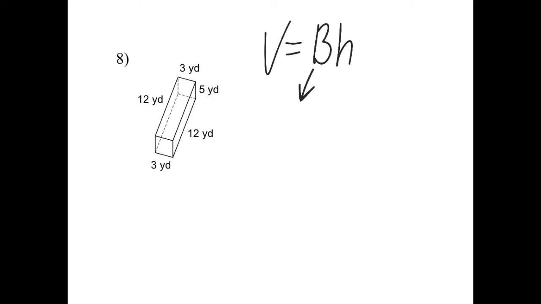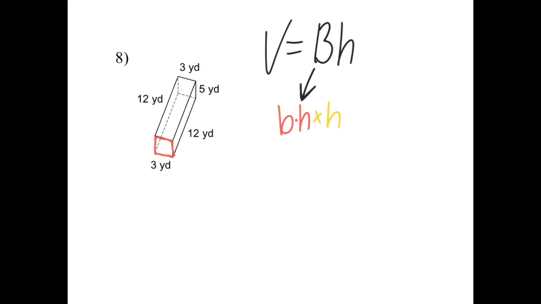With area of the base, here's the one I'm going to pick. I'm going to use this side this time. It wouldn't matter if you pick a different side, you'd get the same answer in the end. But for area of the base, I'm going to do base times the height of that rectangle. And then I'm going to multiply times the height of the entire figure.